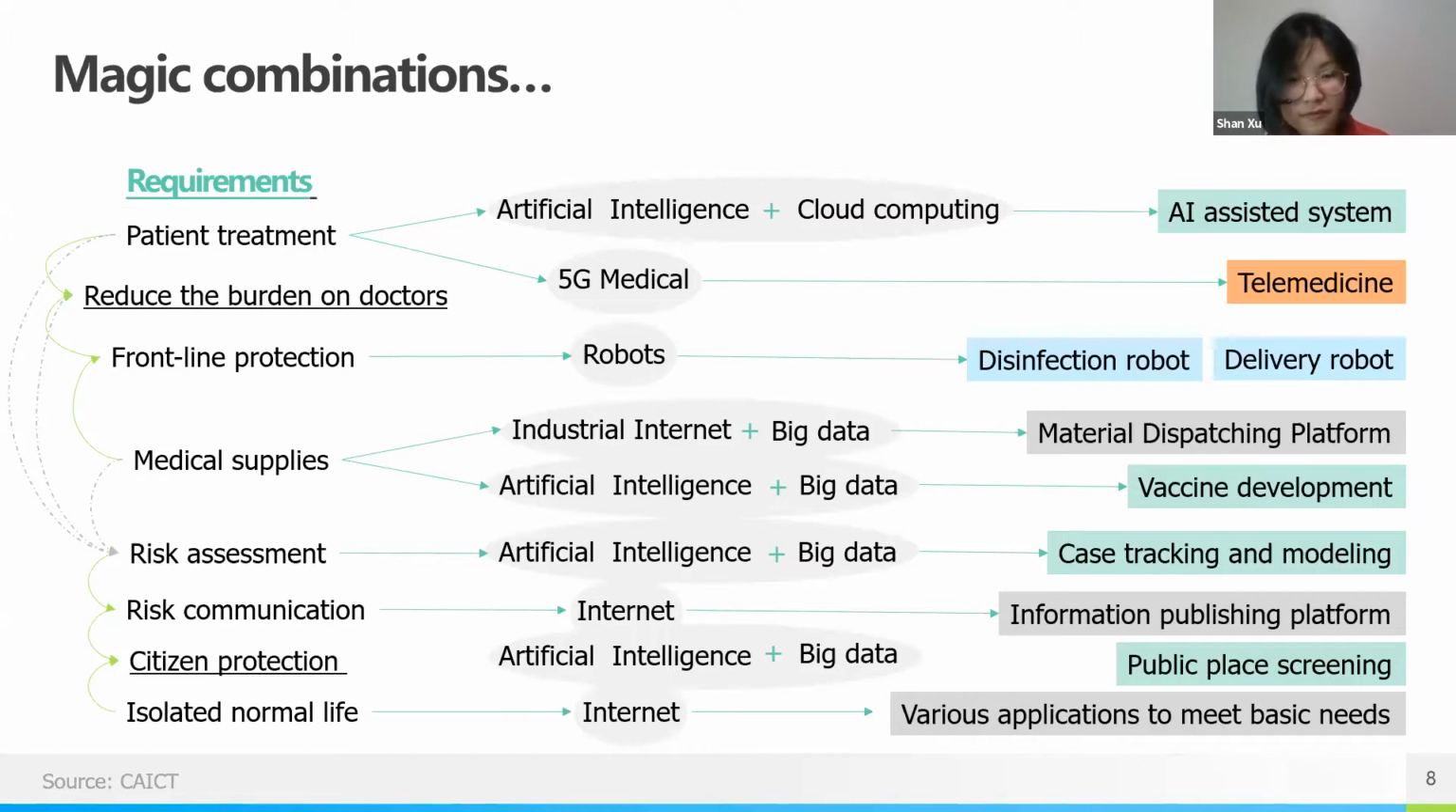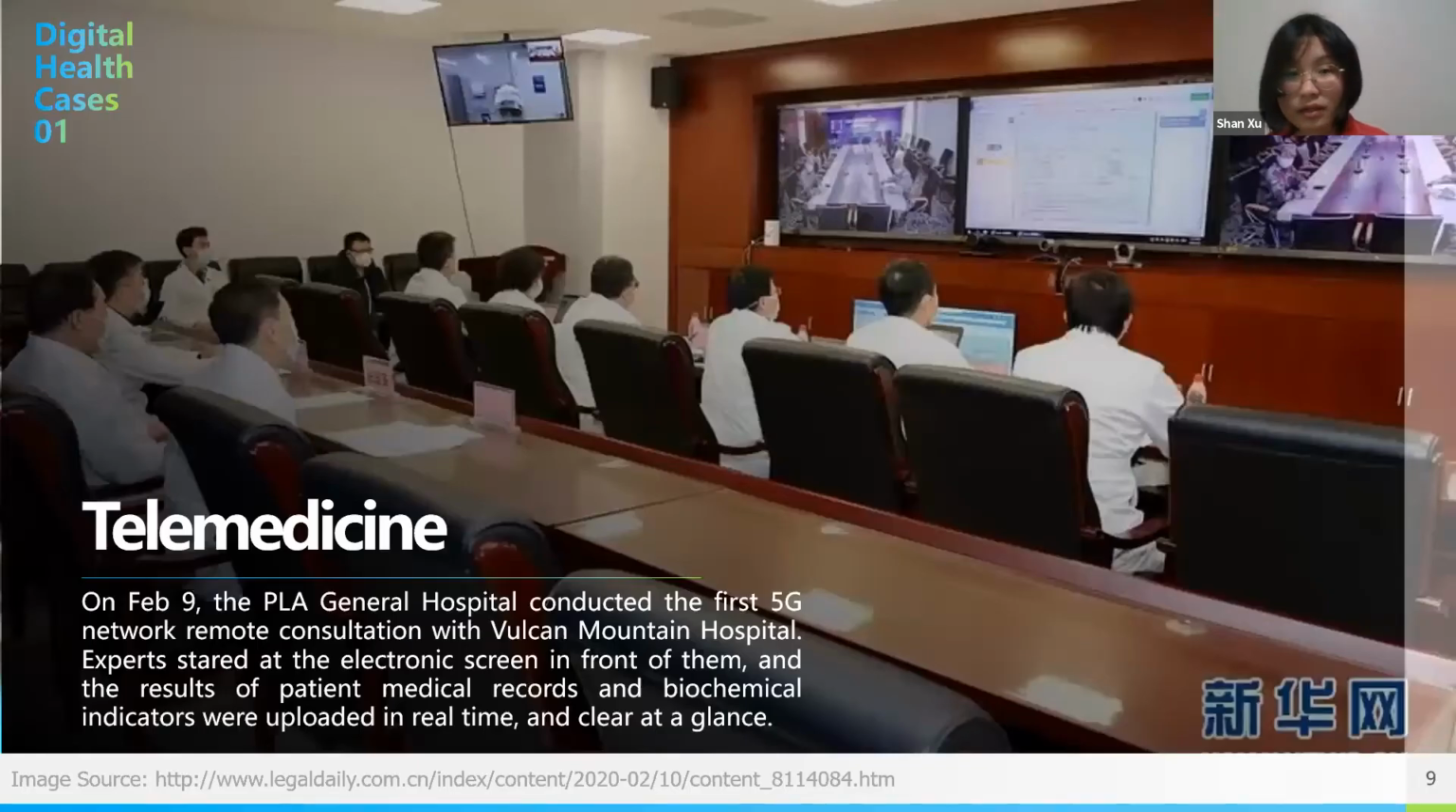So this feature acts as an index of the following use cases that I'm going to share, and I will give you a more specific description later. So according to what I have mentioned, the digital technologies just regroup the orders. And the first case that I want to introduce is telemedicine based on 5G.